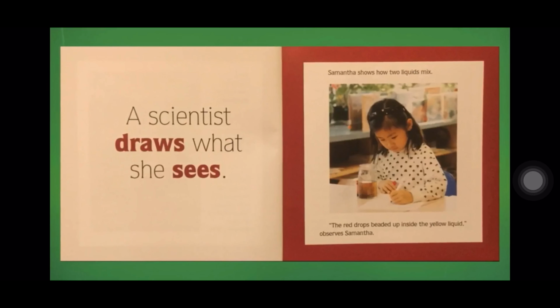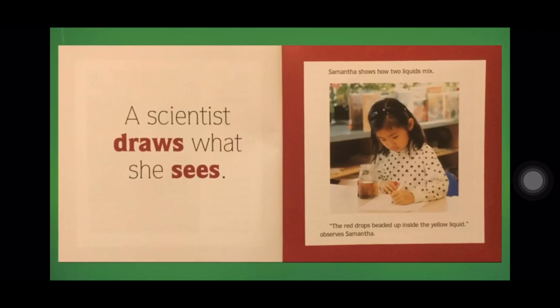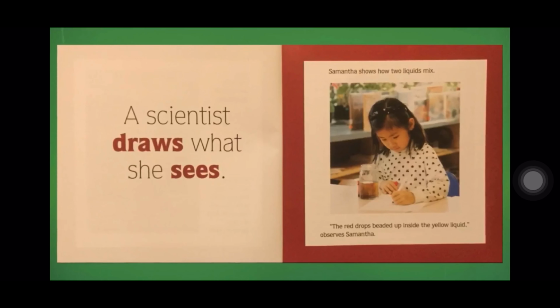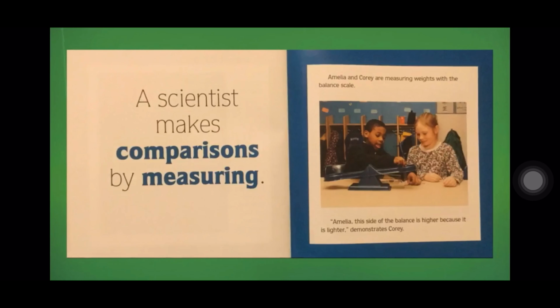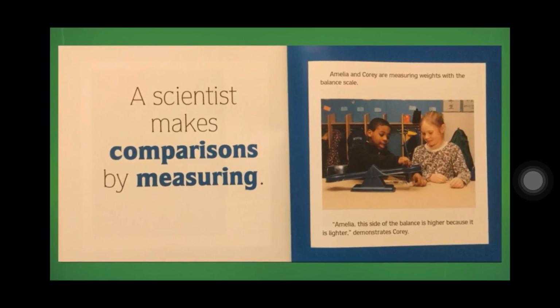A scientist draws what she sees. Samantha shows how two liquids mix. "The red drops beaded up inside the yellow liquid," observes Samantha. A scientist writes about what happens. Tim records his observation. "The checker and pencil landed at the same time, but not the feather," writes Tim. A scientist makes comparisons by measuring. Amelia and Corey are measuring weights with the balance scale. "Amelia, this side of the balance is higher because it is lighter," demonstrates Corey.